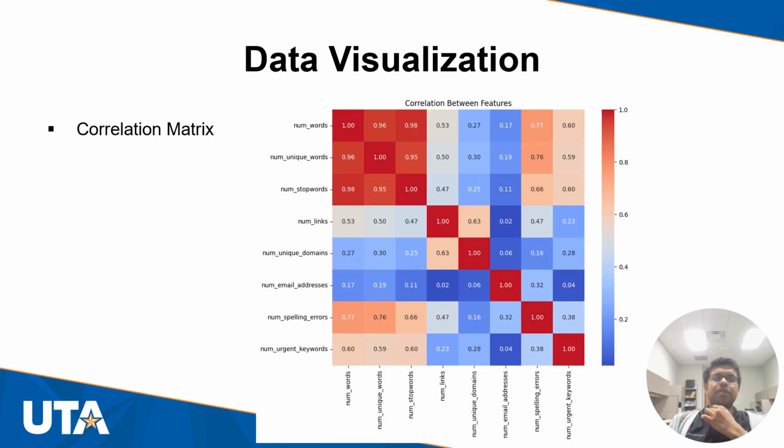So some of the visualization of the data is given, and a correlation matrix is there. We can find that the number of total words has a very good correlation with the number of unique words, and the number of stop words also has a very good relation with the number of total words. And in my report, I showed the histogram, box plots, and others.